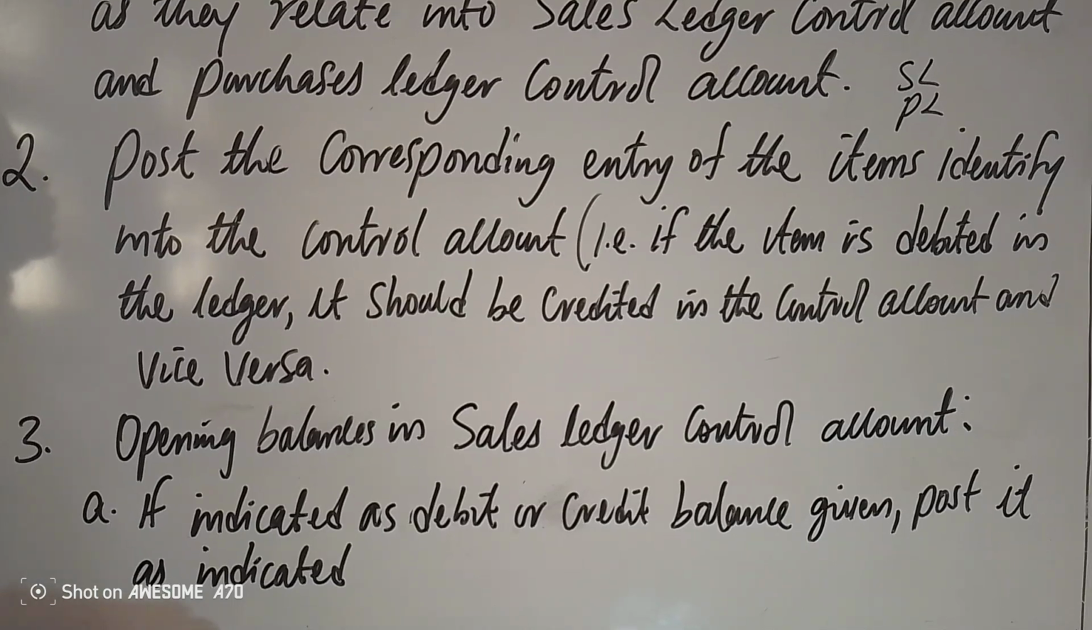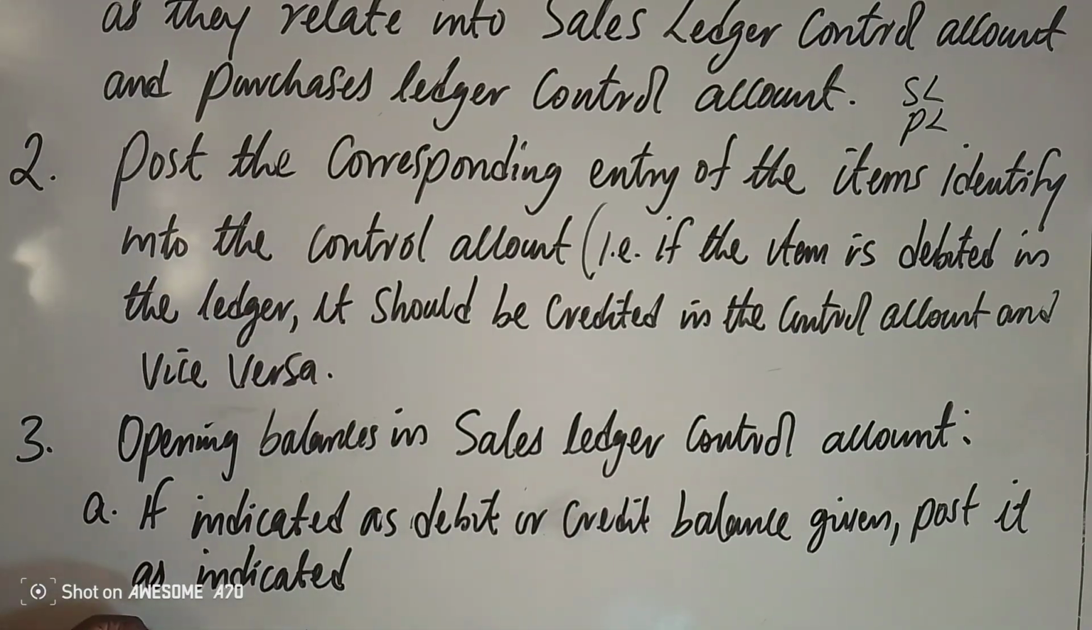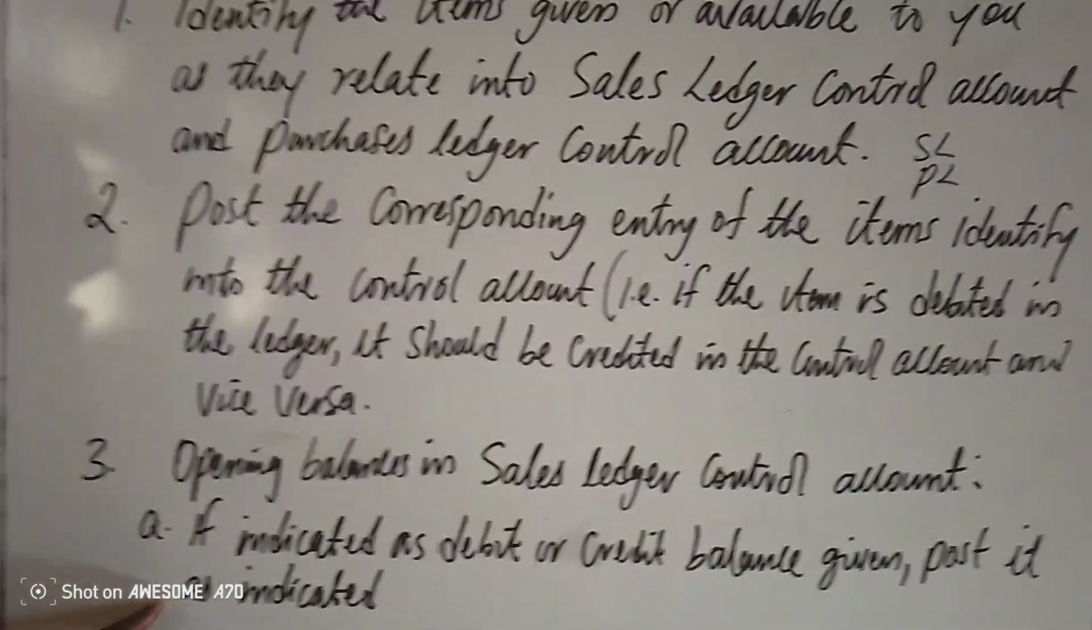If it was a debit balance in the book, take it to the debit side of the control account. If it was a credit balance, take it to the credit side as the case may be. This is the meaning of this principle.